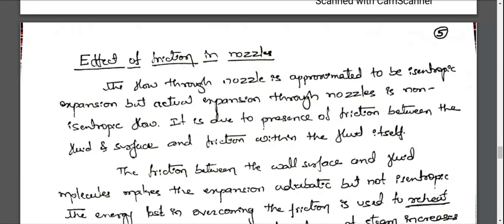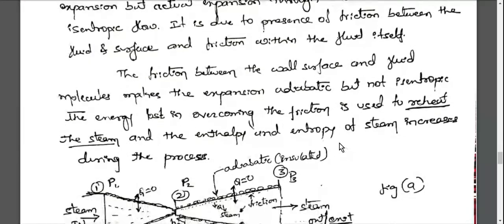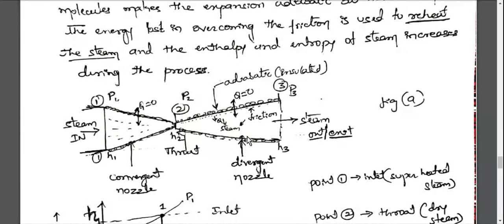Now, to understand the effect of friction better, we will consider a convergent divergent nozzle. Here I have taken one convergent divergent nozzle. Point number one is the inlet through which the steam enters inside the nozzle, and point number two is the intermediate point, that is the throat section. What is the throat? The minimum area, or small portion, of the nozzle is called the throat. And point number three is the outlet.